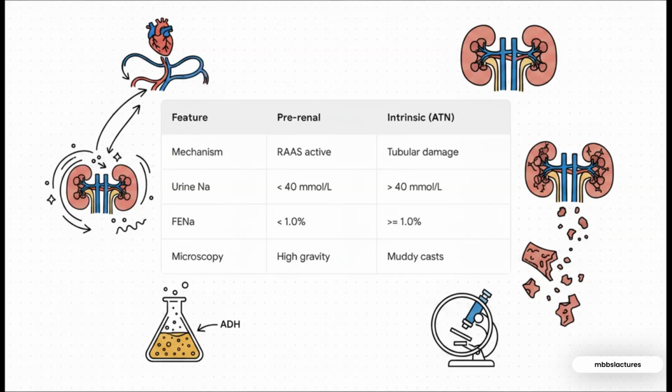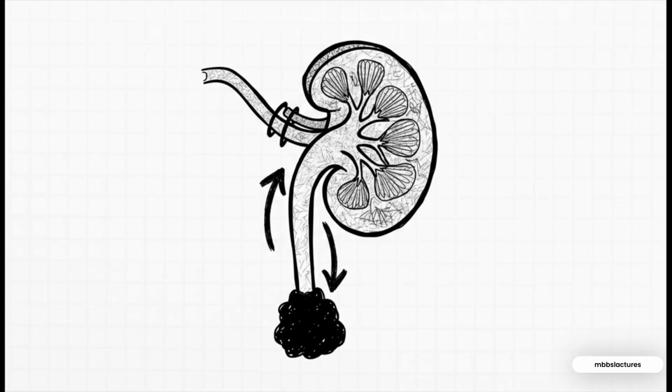They physically cannot reabsorb sodium anymore, so that urine sodium spills right out, climbing way above 40. FeNA jumps to 1% or higher, and under microscopy, you'll spot those pathognomonic muddy brown granular casts made entirely of dead tubular cells. So, what about post-renal pathophysiology?